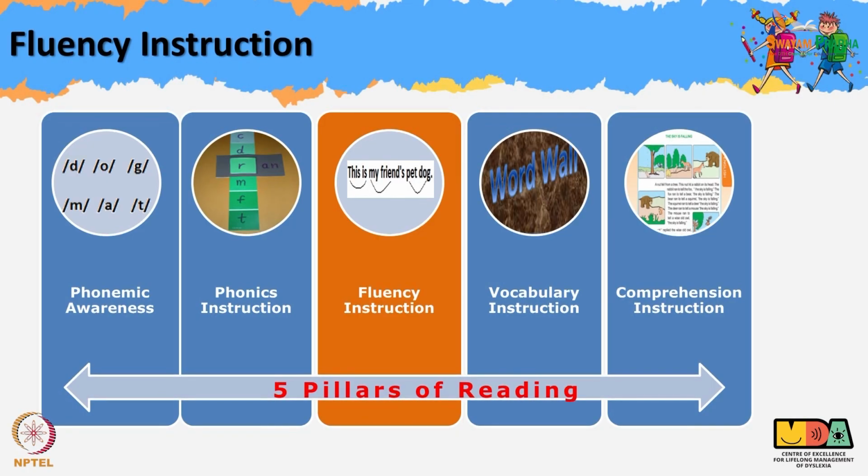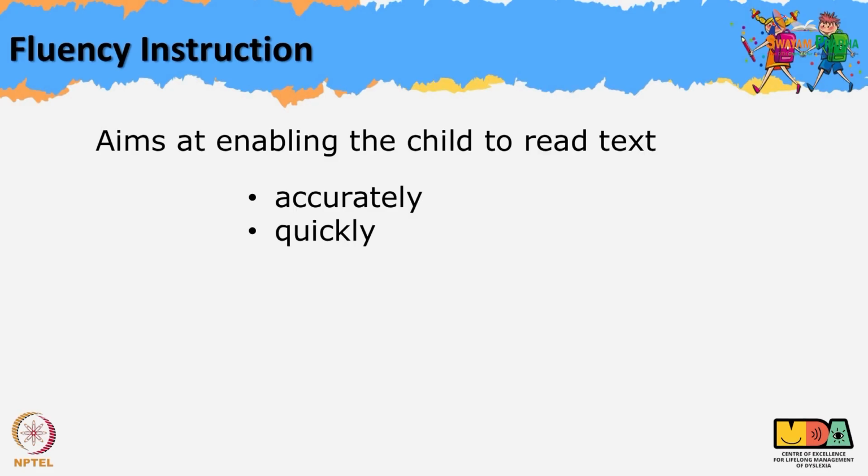Hello friends, welcome to another segment of reading. In this segment, we are going to talk about fluency instruction. All of us read to understand, and in order to understand as and when we read, we ought to be fluent. A fluent reader is a person who reads at a reasonable speed and accurately. A fluent reader is a person who can recognize the words automatically without any struggle, which means he is going to read effortlessly.